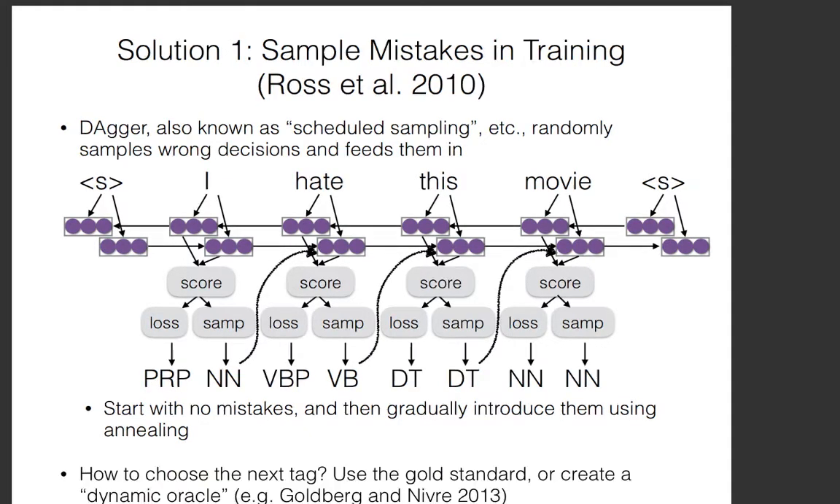So how do you choose the next tag? Basically the answer is you can either use the gold standard like this, or you can use something called a dynamic oracle. And the idea behind a dynamic oracle, this is particularly useful for parsing, is that it's the tag that might not necessarily be the correct one for the next decision, but it's the one that will get you closest to being back on track after making a mistake. This is particularly important for things like parsing, where, based on the previous action that you took, only some actions are allowed, and you might get to a state where you can't choose a particular next action.